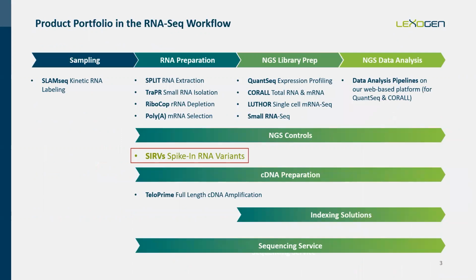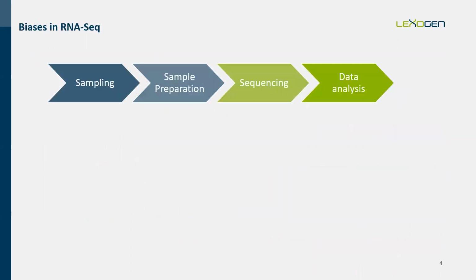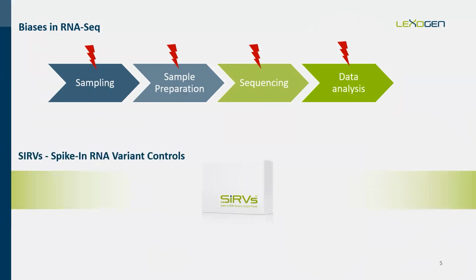LEXOGEN offers kits covering the whole RNA-Seq workflow, from sampling, RNA preparation, library prep, to NGS data analysis, and also NGS controls. Although we routinely include several controls and standards in our experiments, using controls in the RNA-Seq workflow is not so common, despite the fact that biases might be introduced during each step of the RNA-Seq workflow.